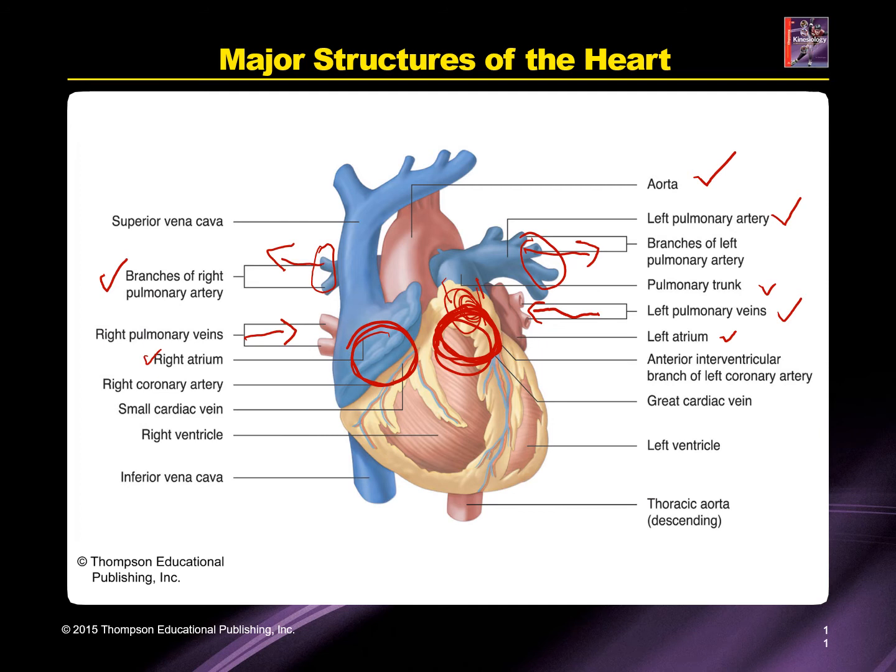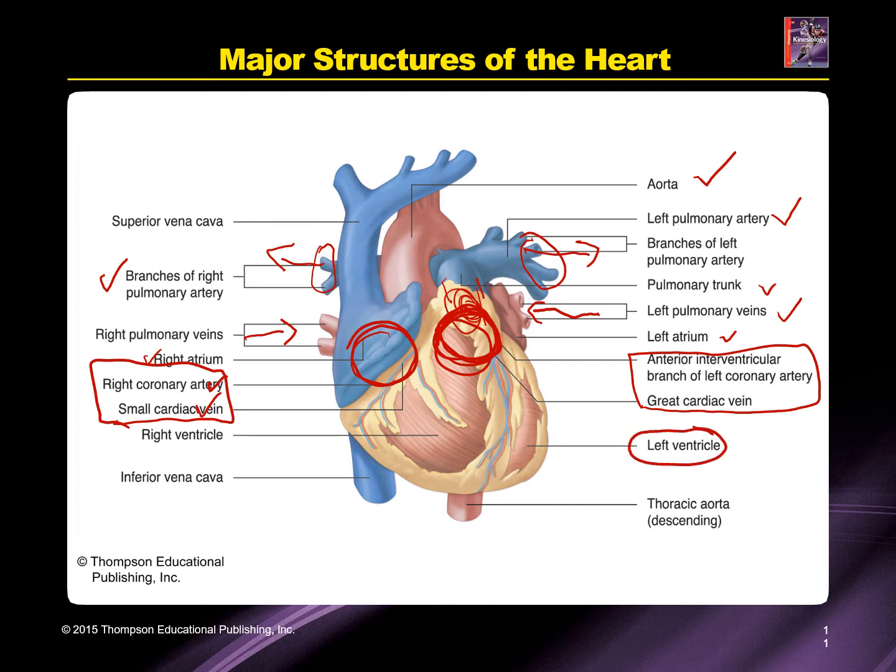And then, if you keep going down, you've got the anterior interventricular branch of the left coronary artery and the great cardiac vein. And over here you've got the right coronary artery and the small cardiac vein. These four structures right here are the structures that actually feed the heart muscle, the myocardium, with oxygen and nutrients. Okay? And then you've got the other chambers.